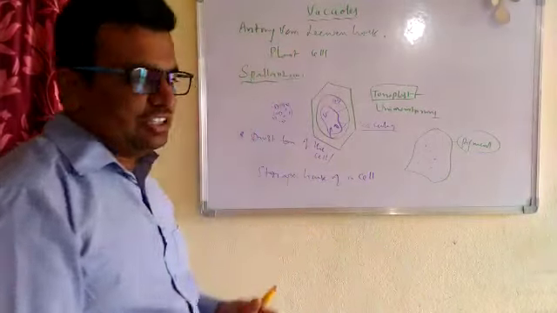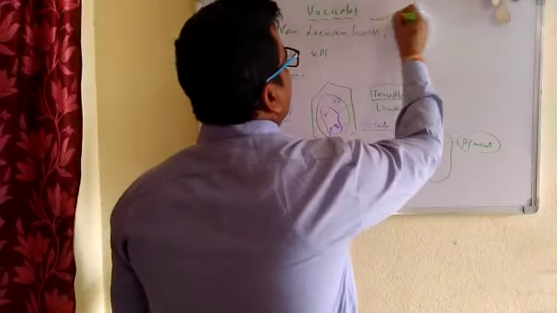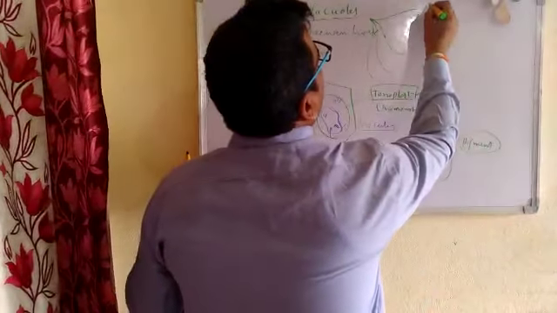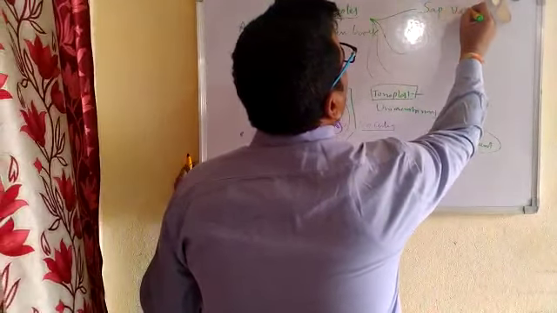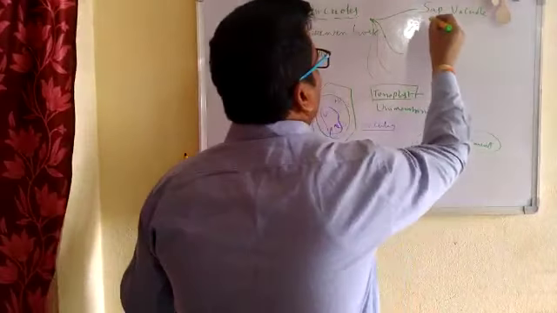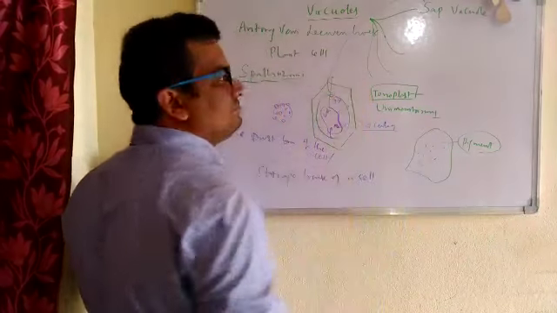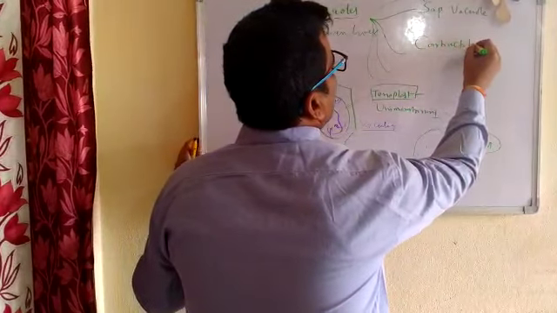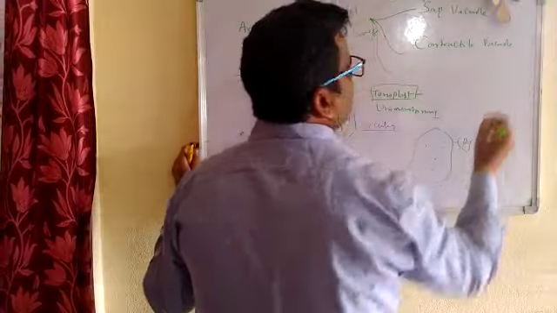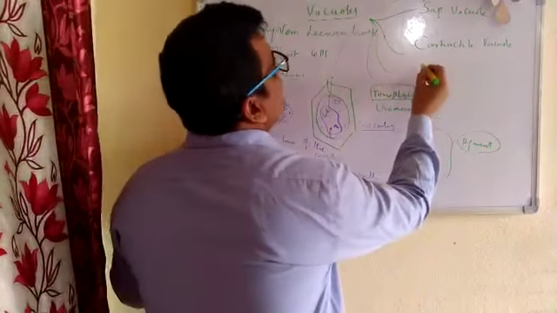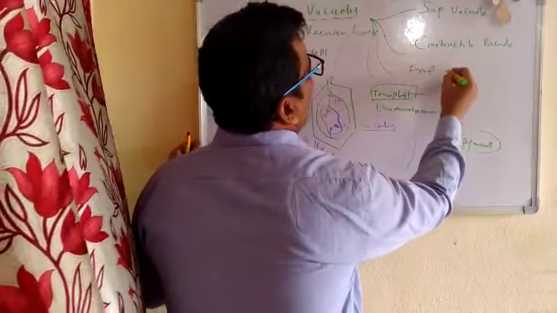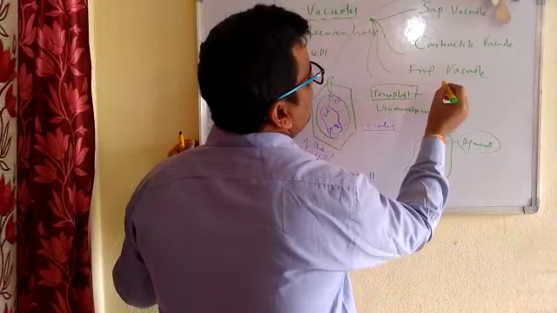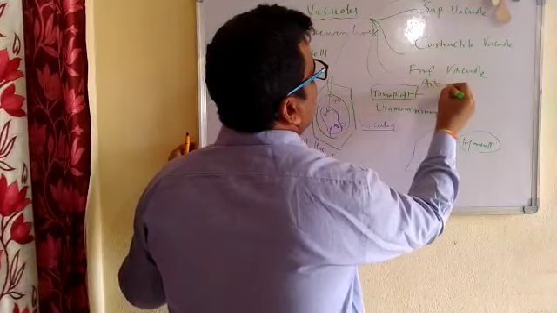Based upon its functioning, vacuoles are of 4 kinds. How many kinds, children? 4 kinds. One is called sap vacuoles. What we are discussing is a sap vacuole. Next one is the contractile vacuole. It is very, very important. Next, the food vacuole. And next one is air vacuoles.